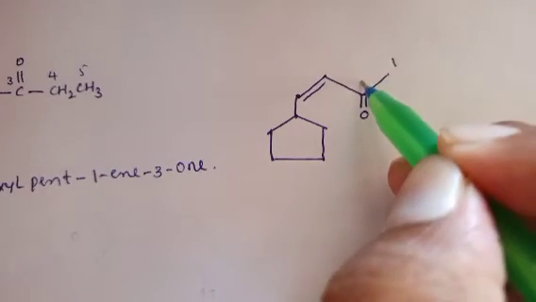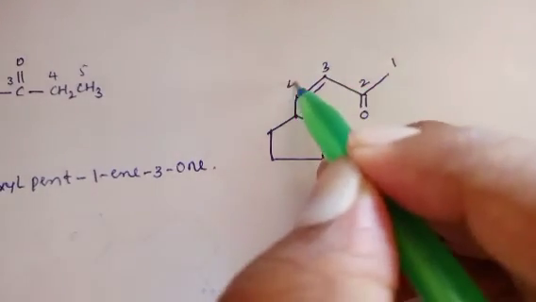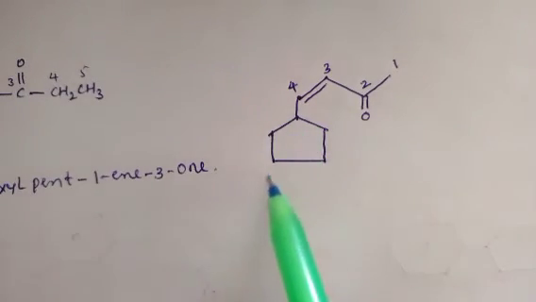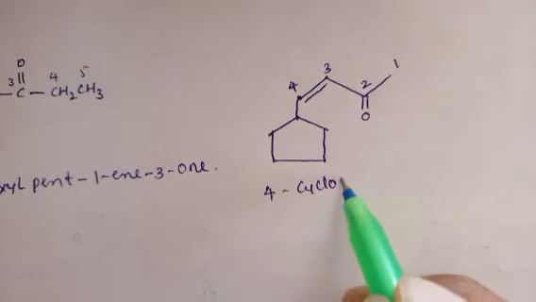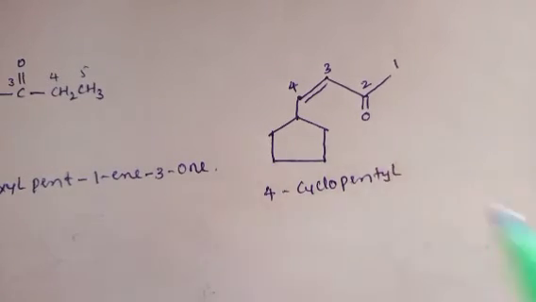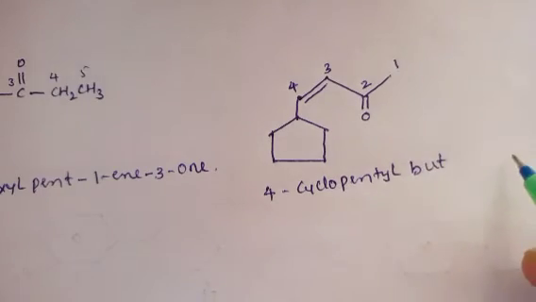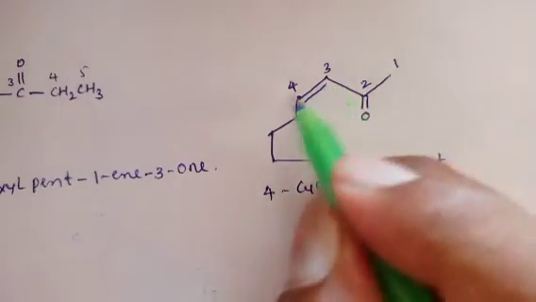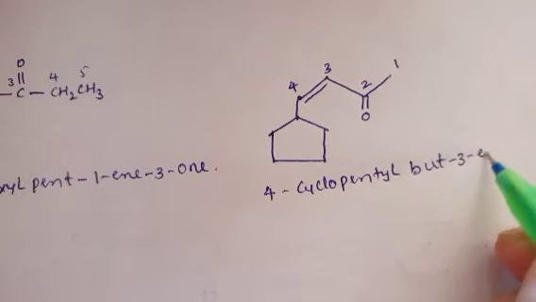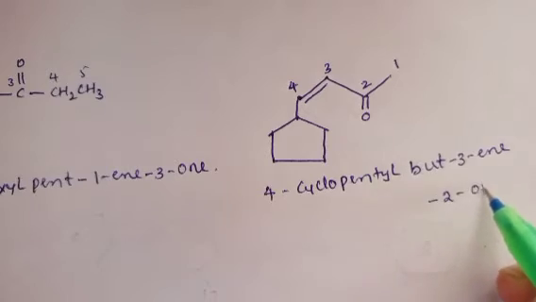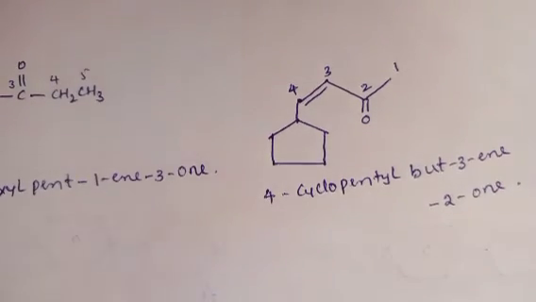So give the numbering from this side 1, 2, 3, 4. Okay, right. So this one acts as a substitution. At fourth position, cyclopentyl. 4-cyclopentyl. Substitution part is complete. Number of carbons 4. So but. And bond type, double bond is at 3 and 4 means lowest number 3. 3-ene. And last one functional group at second place, 2-one. Okay, completed. Next example.